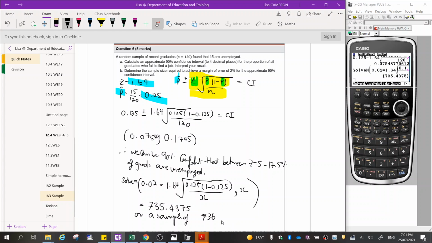graduates are required for an error of 2% at 90% confidence. Okay, and that's it.